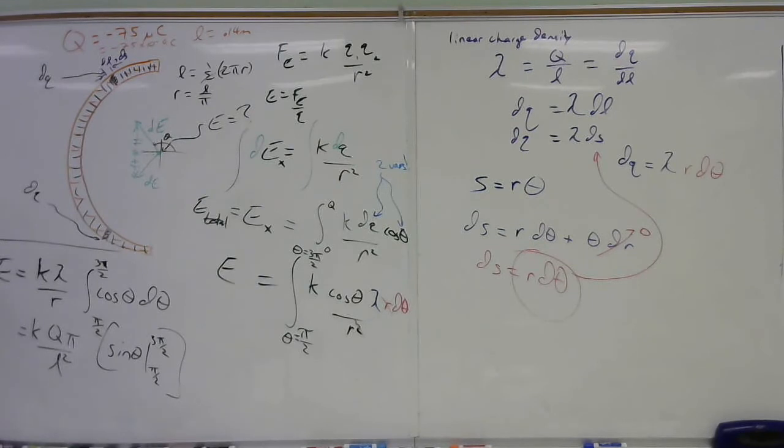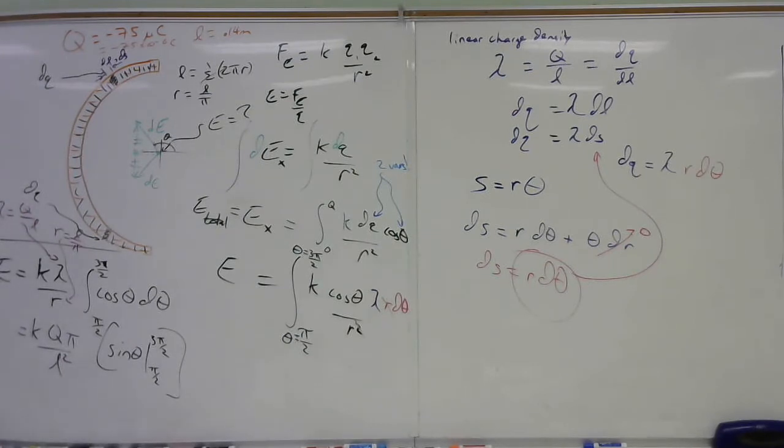Okay, so that's it. I did a bunch of algebra at once, sorry about that. Lambda is Q per L, and R is L over pi. So I did both those substitutions, and I got this. Okay, now I'm just going to do final minus initial.